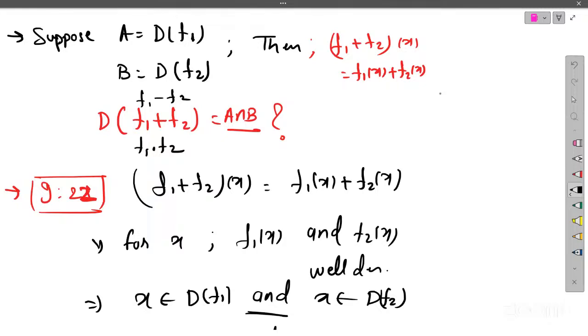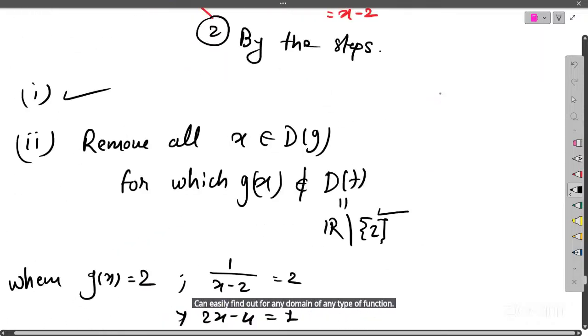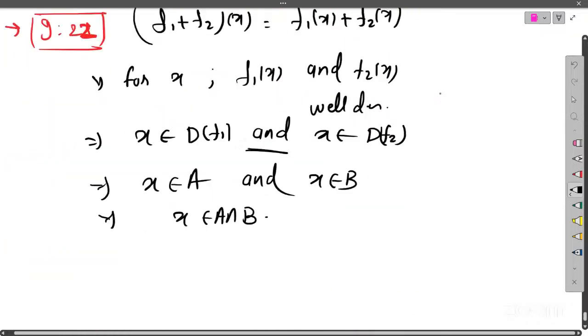So whenever you find out the domain, you just have to take care that, for this input, our expression should make sense. That's all. If you understand this, then you can easily find the domain for any type of function. So now let's go to exponential functions.